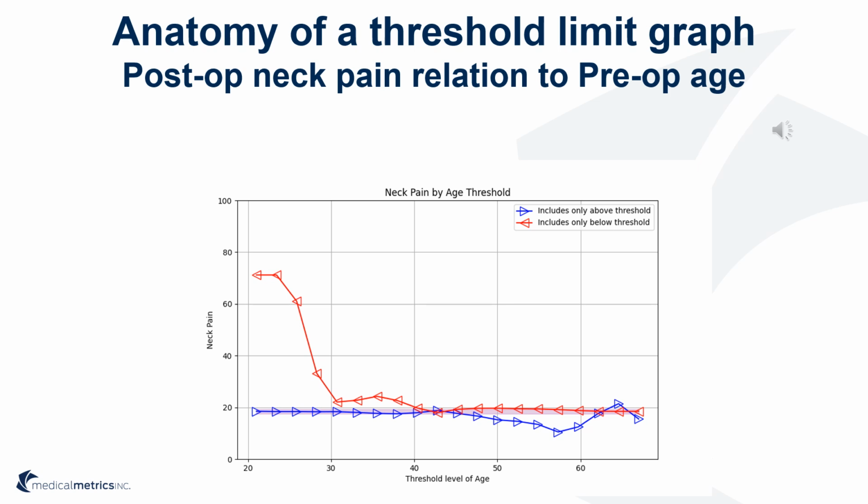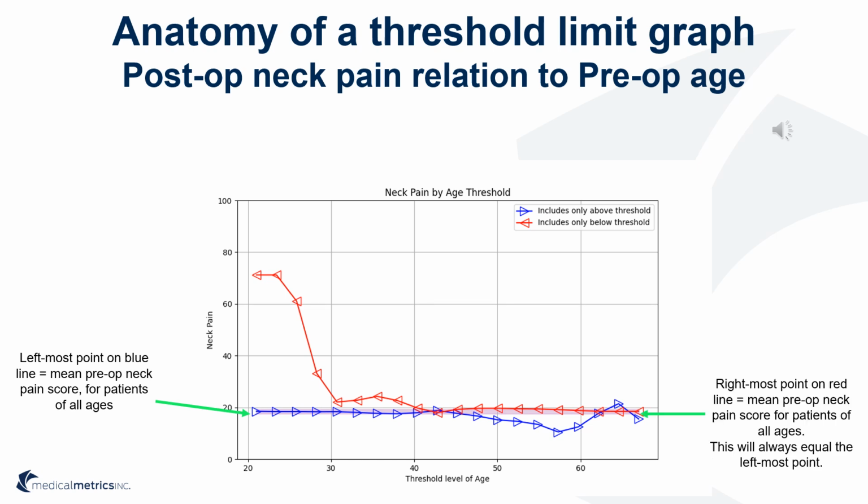The leftmost point on the blue line in this graph documents the average pre-op neck pain score, including all patients of all ages. The rightmost point on the red line in this graph also documents the same average pre-op neck pain score, including all patients of all ages.